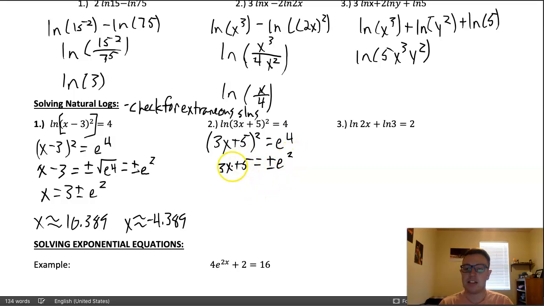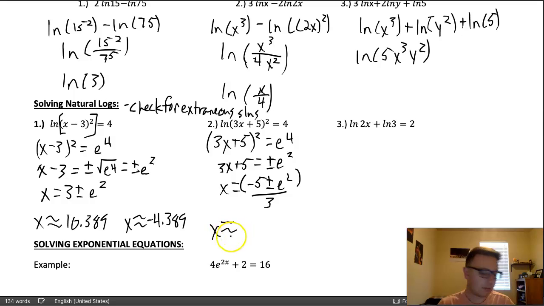Don't forget your plus or minuses. Then we solve, we subtract 5, we divide by 3. We get x is equal to negative 5 plus or minus e squared over 3. We'll put these into our calculators to do decimal approximations, but remember, you're going to want parentheses around your first, or your top terms here. That makes sure that we add all of this together before dividing it by 3. So throw it into your calculator like this. What's negative 5 plus e squared over 3?